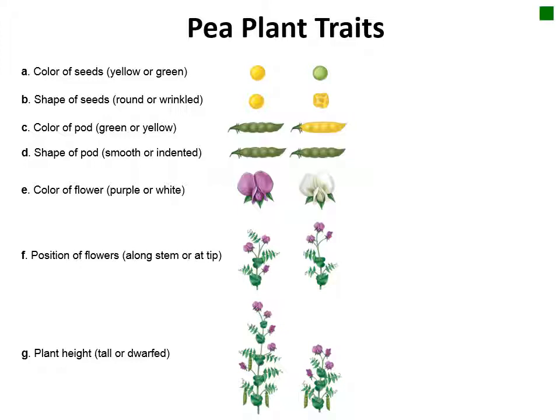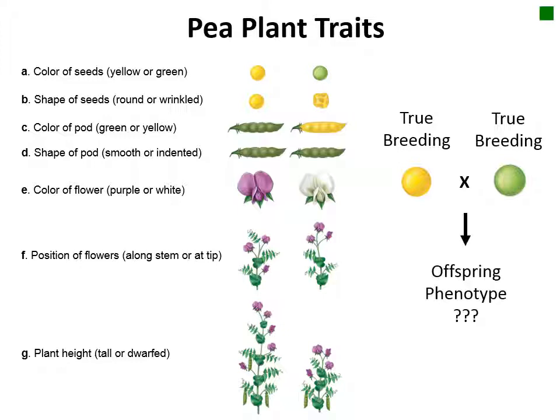For each trait, he crossed a plant that was true breeding for one variety, such as yellow peas, with a plant that was true breeding for the other, in this case green peas, and examined the offspring to see what they looked like. True breeding means that the appearance of the offspring in each generation is identical to the previous one if the plant is crossed to itself.